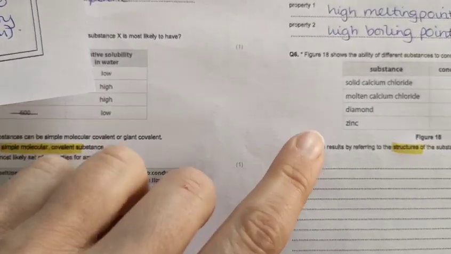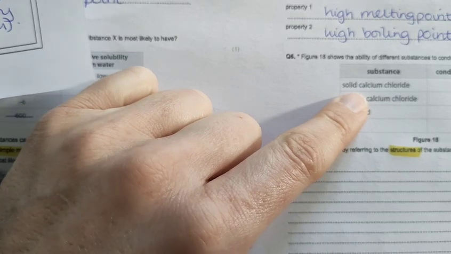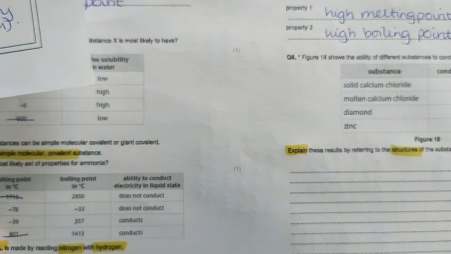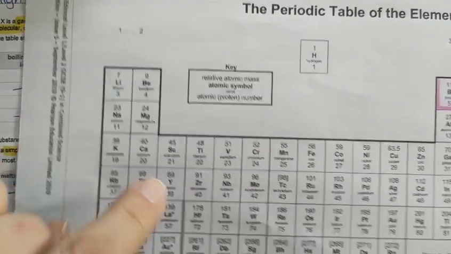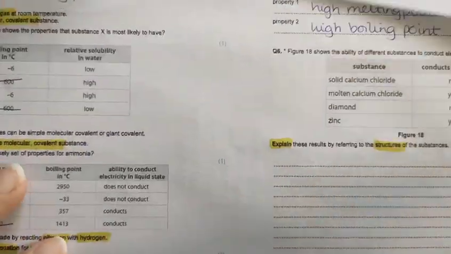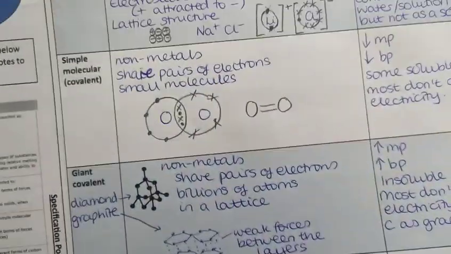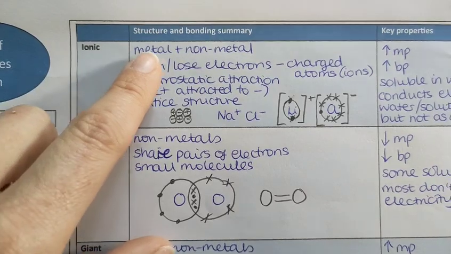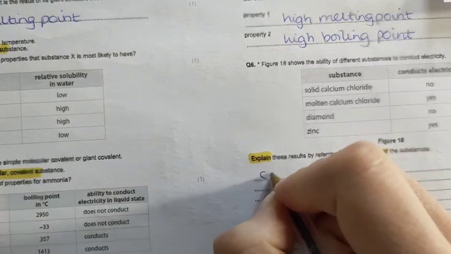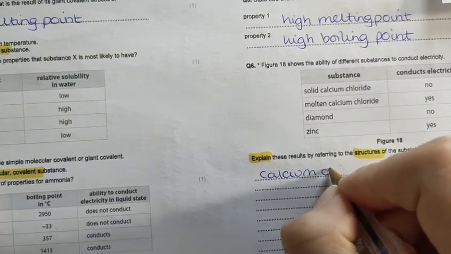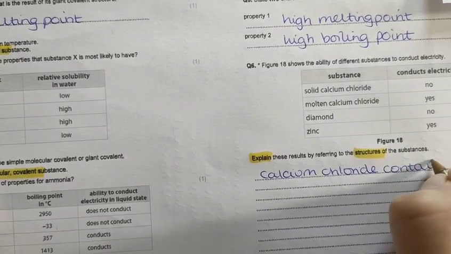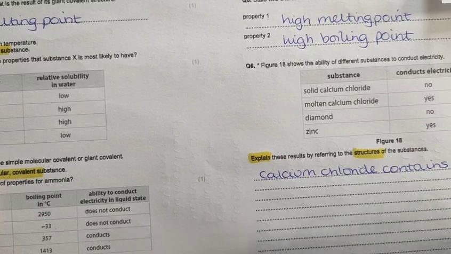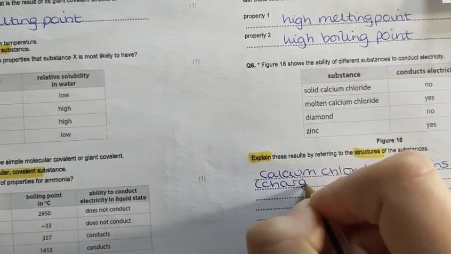Right, so we're going to start with this. So calcium chloride. So calcium is a metal. I know it's a metal because it's over on this side of the periodic table here. And chloride, so chlorine is over there. So it's a metal and non-metal. And I know from my bonding that I have with metal and non-metal is ionic. So calcium chloride contains ions, which are charged particles.